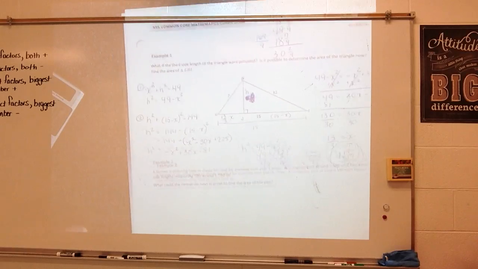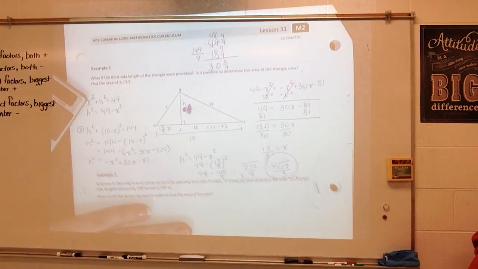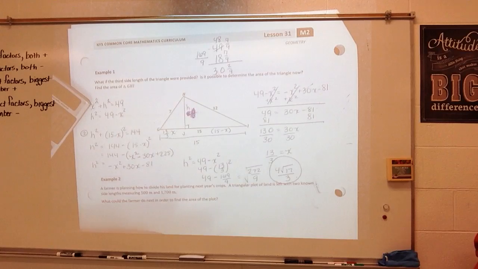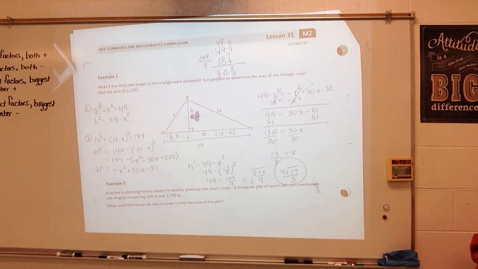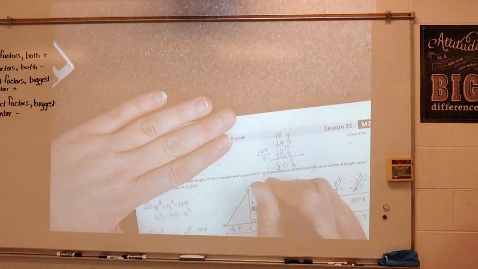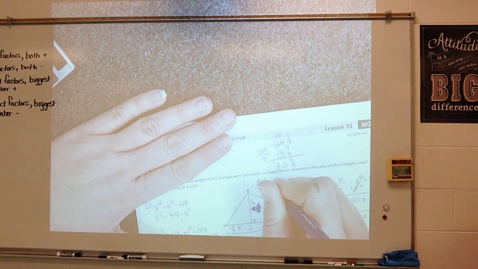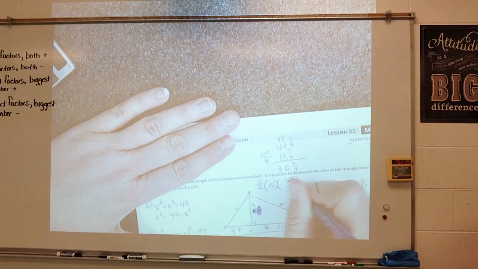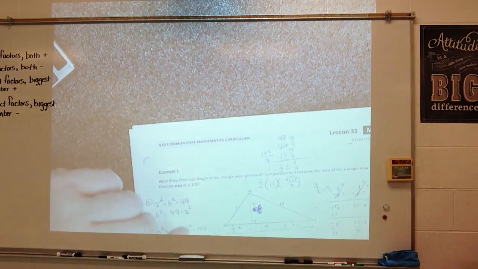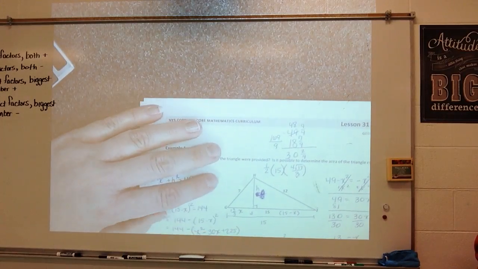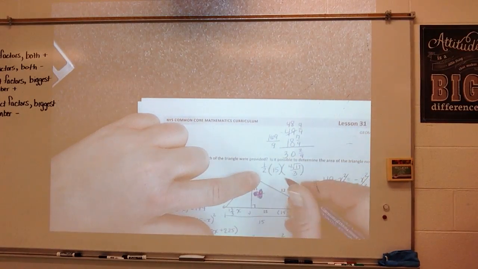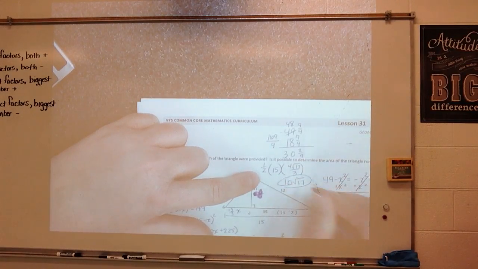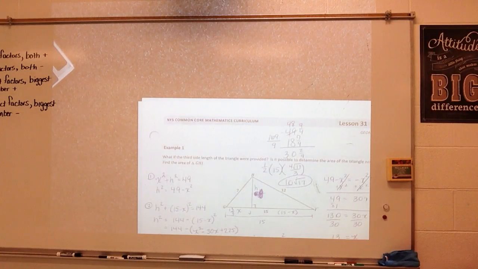Since I have the height, and I don't know why they don't give us enough room, because we have a lot of stuff that we have to do here, since we have our height, we can now do 1/2 base times height. So when I multiply all of that out, I get 10 square root of 17 as my area.